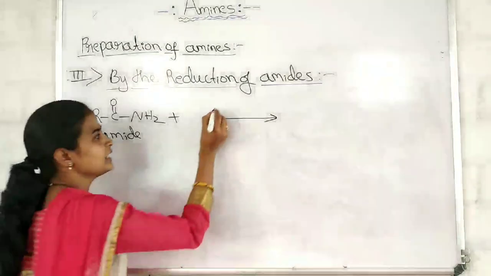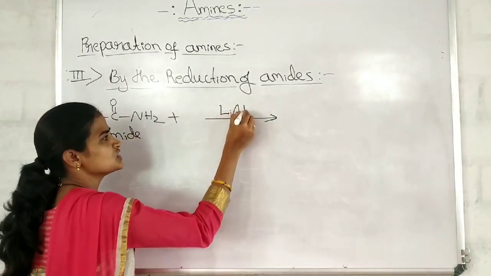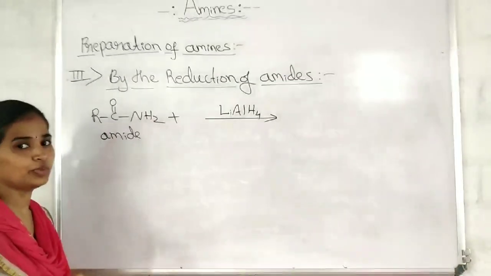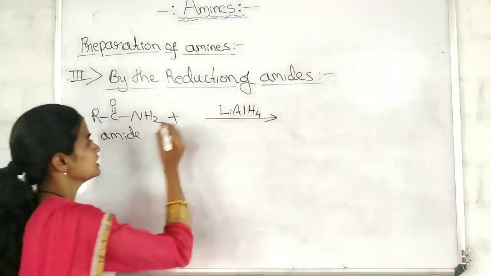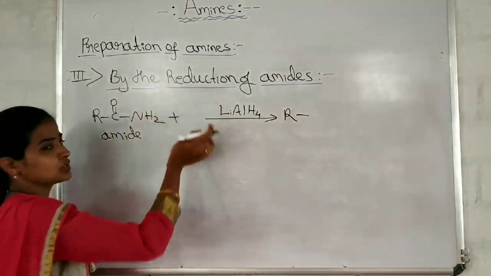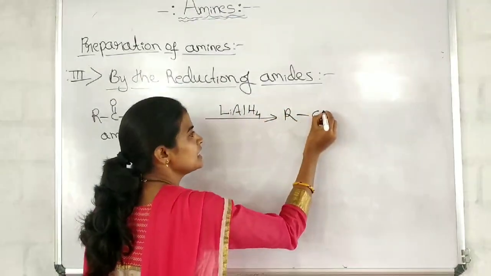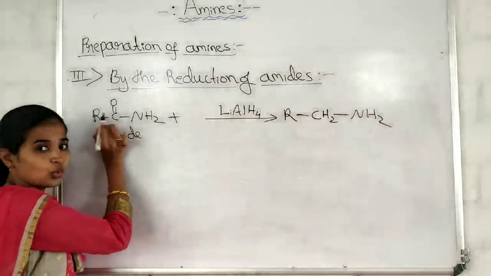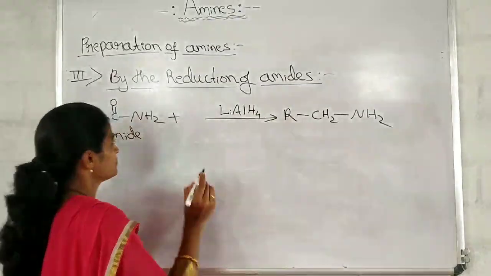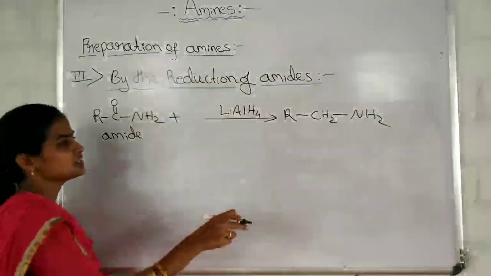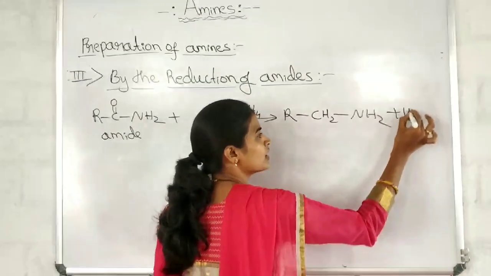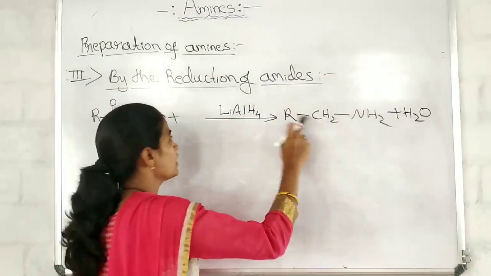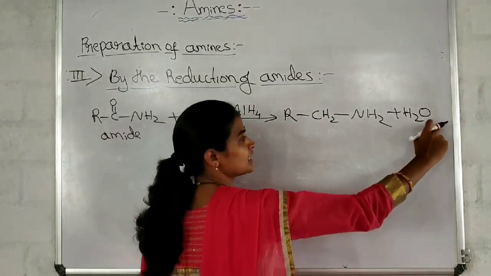To reduce this amide, I am using one of the best reducing agents, lithium aluminium hydride. See here, remove this oxygen and add hydrogen atoms: RCH2NH2. As I have removed two bonds, I have added two hydrogen atoms. This oxygen should go out in the form of what? Water molecule. So for that it has taken two hydrogen atoms.